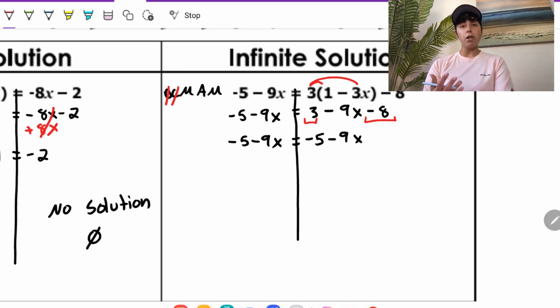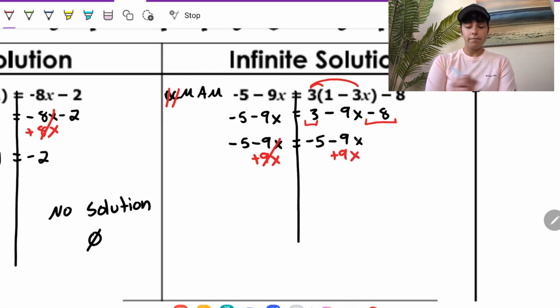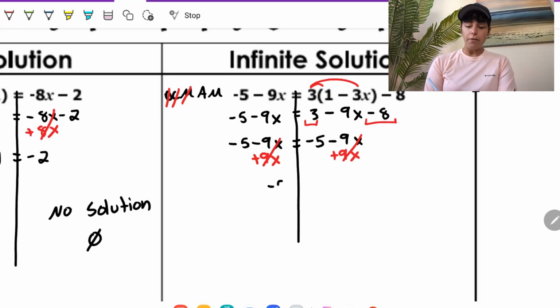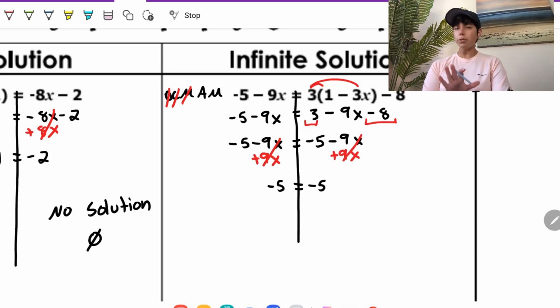Next, we need to move the smaller variable, and just like in the last example, they're both the same, so it doesn't really matter which one I move. So let's say I want to move this time the one on the left. Since it's a -9, the opposite would be to add 9. And again, they both cancel out, so we're left with -5 equals -5. The same number will always equal itself, so this 100% makes sense, and we would call this infinite solutions.